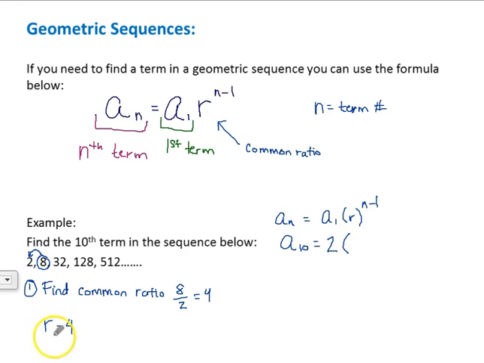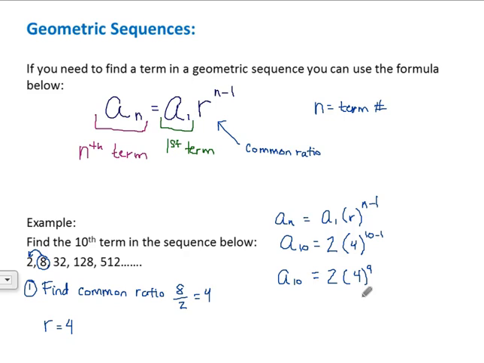All right, so r is the common ratio, which we determined was 4, and we're looking for the 10th term. n represents the term number we're looking for. We're looking for the 10th term, minus 1. So let's clean that up a little. 10 minus 1 is actually 9, so we're going to take that to the 9th power. So to find the 10th term, now we've got an equation set up for us.